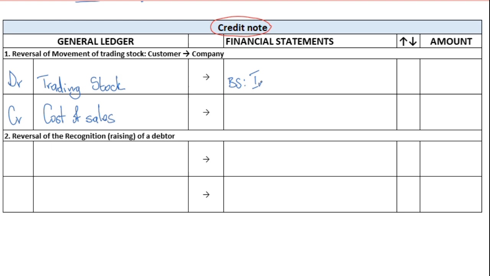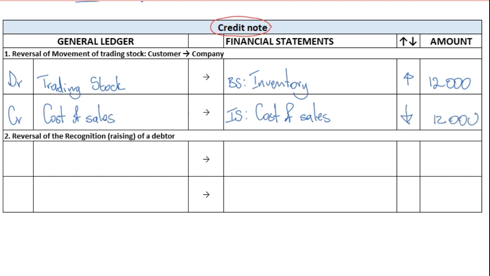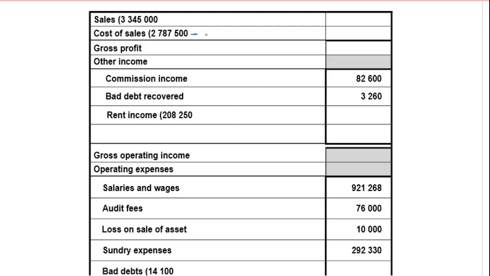In our financial statements, trading stock sits in the inventory line item in the balance sheet. So we increase inventories in the balance sheet by the cost price of the inventories, which is 12,000 rands. In the income statement, we are going to decrease the cost of sales line item by the cost of the goods that are being returned, which is 12,000 rands.